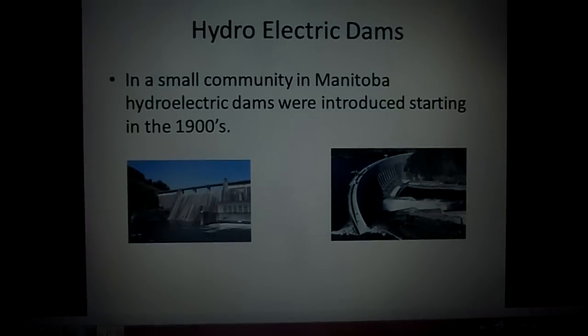Hydroelectric dams. In a small community in Manitoba, hydroelectric dams were introduced starting in the 1900s. When the demand for energy went up, so did the amount of dams put in. Since there are many Aboriginal communities in Manitoba, their amount of food and products the land gives them is a lot. The flooding and the road building caused by the new dams influenced the land for them to hunt and harvest. The hydro dams decreased the quality of water.